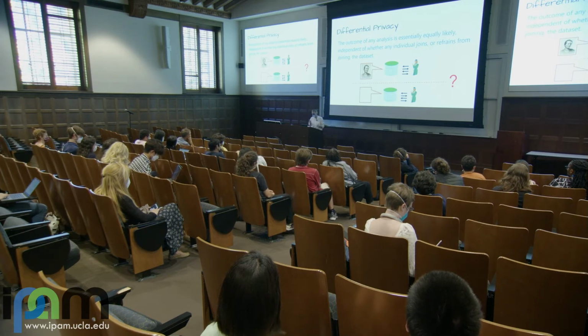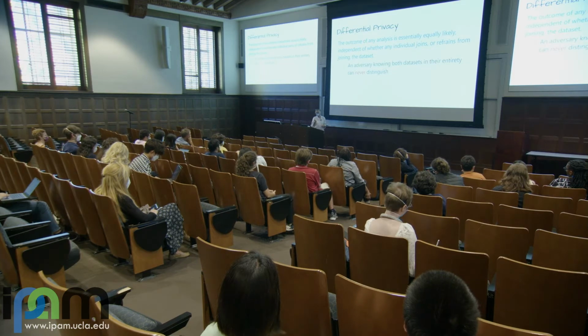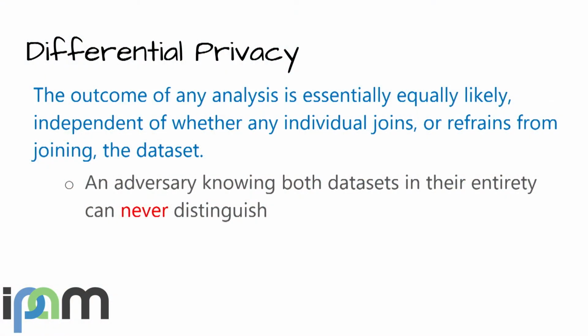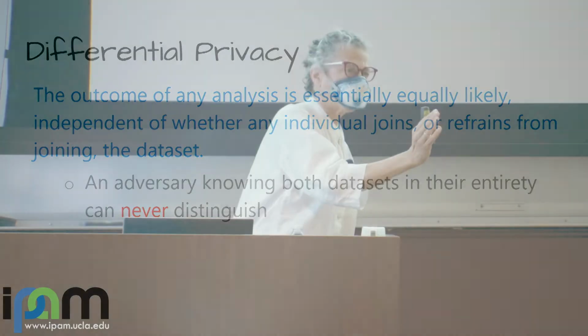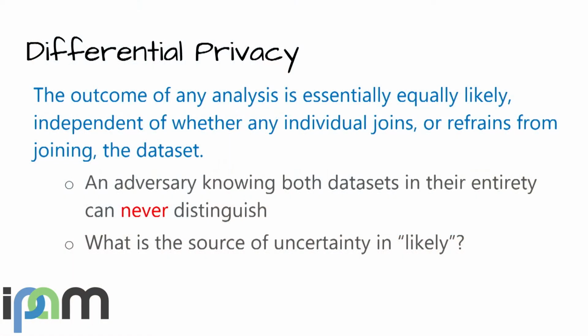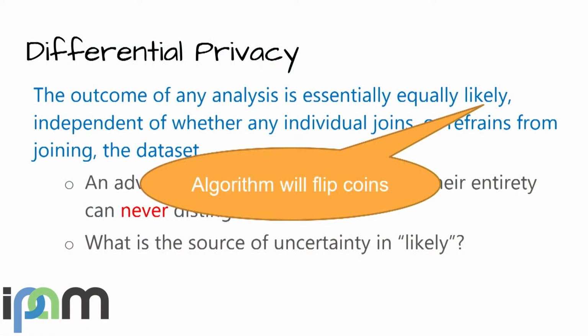And with differential privacy, even an adversary that knows both data sets in their entirety would still never be able to distinguish, no matter how much computation she does, how much extra information she gets from other sources, would never be able to figure out retrospectively which of the 2 data sets was being used in the analysis. And as I said, what's the source of uncertainty when I say essentially equally likely? That's going to be over coin flips of the algorithm.